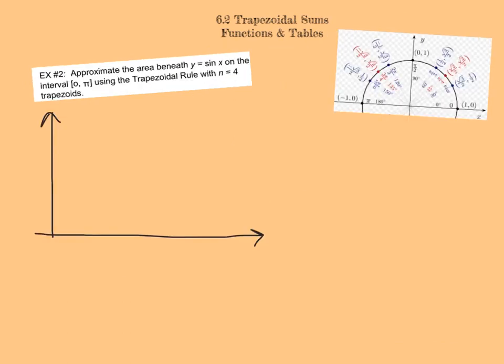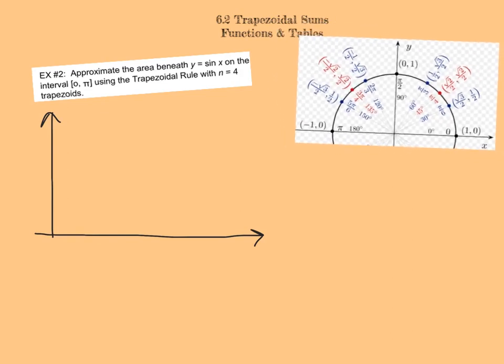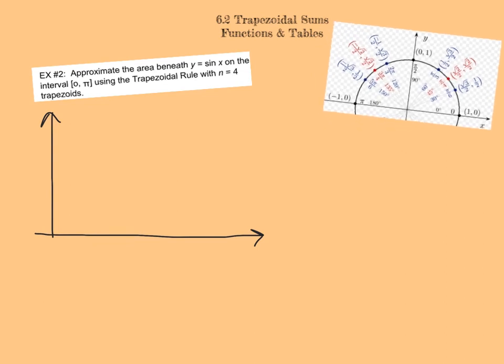Okay, this next example is some trig, just because you will definitely see it. I provided part of the unit circle from 0 to pi, just so we can know values in case we don't know them. But let's graph y equals sine of x from 0 to pi using the trapezoidal rule with 4 trapezoids. So let's figure out what our delta x would be.